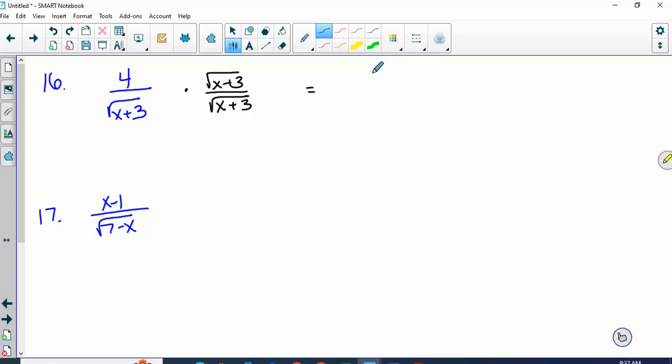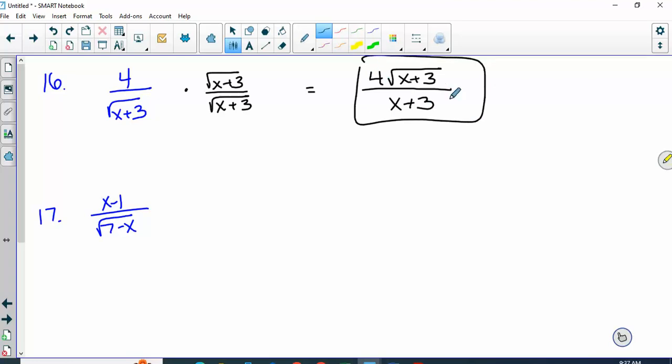So on the top, what do we get? 4 square root of x plus 3. On the bottom, what happens when you multiply those radicals? Yep. The square root drops and you just have the x plus 3. All right. 17. What do we do?